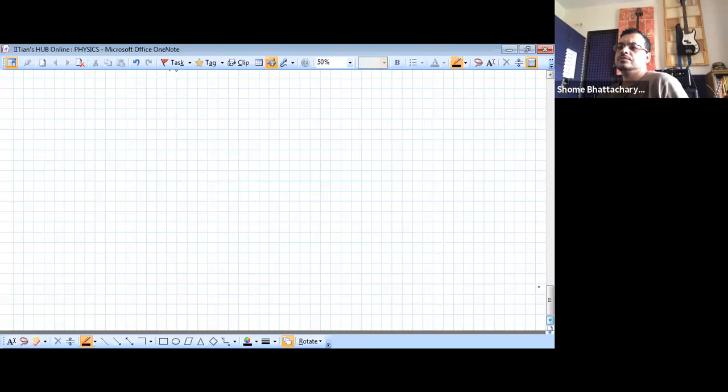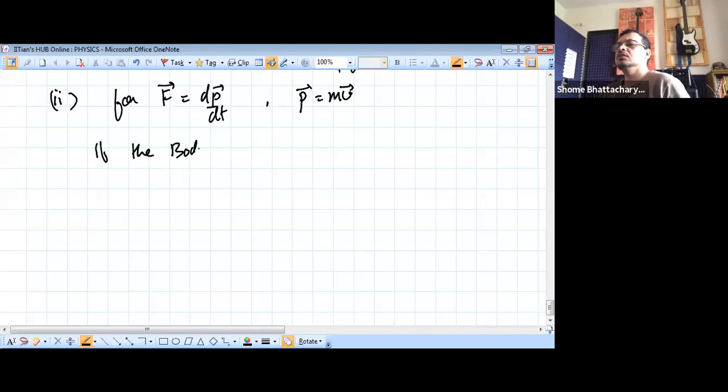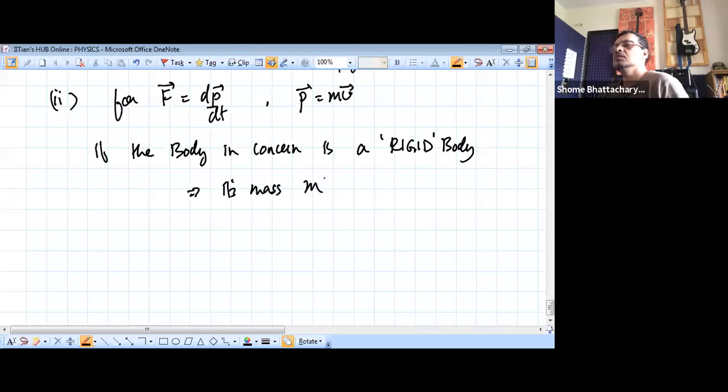Okay, now the next point. For the equation F is equal to dp by dt, where p is mass into velocity, if the body in concern is what we call a rigid body, that is, it is not flexible or of variable mass, it implies that its mass m is fixed or constant.